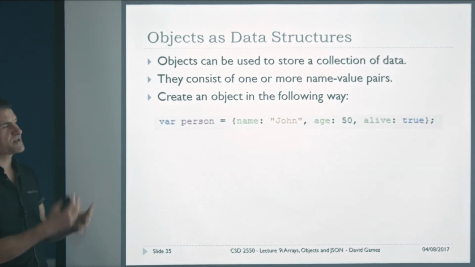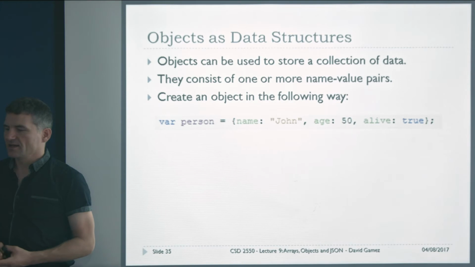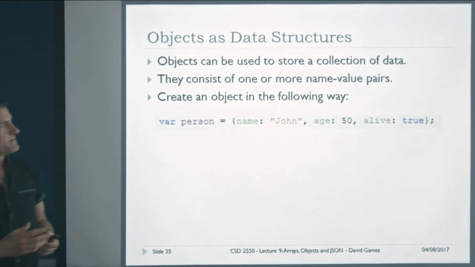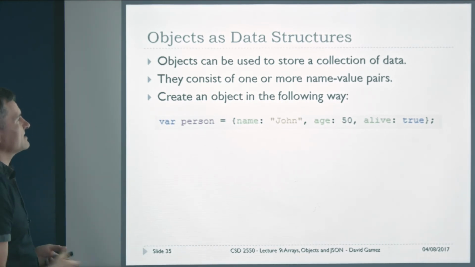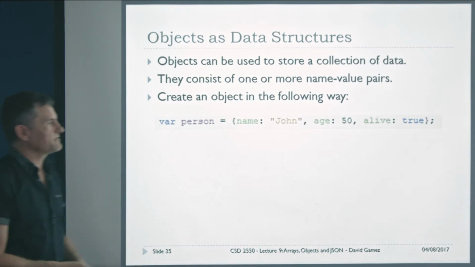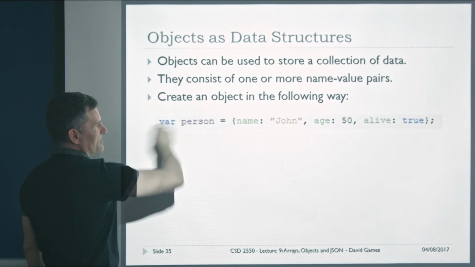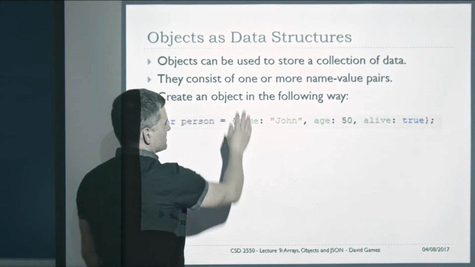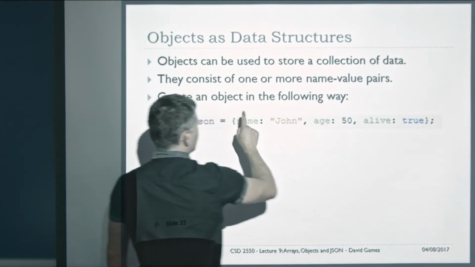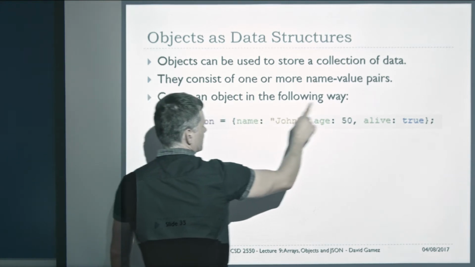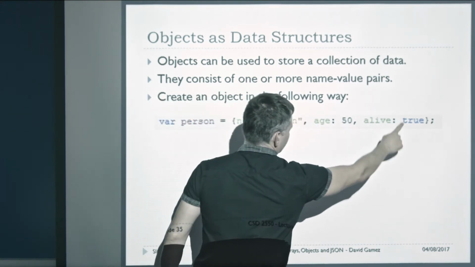Here I'm going to really focus on objects as data structures. An object consists of one or more name-value pairs, and we just create an object in the following way. So here we have var person, which is the name of the variable that holds the object. And then we've got a series of key-value pairs. The key here is name, the value John, key, value, key, and value.